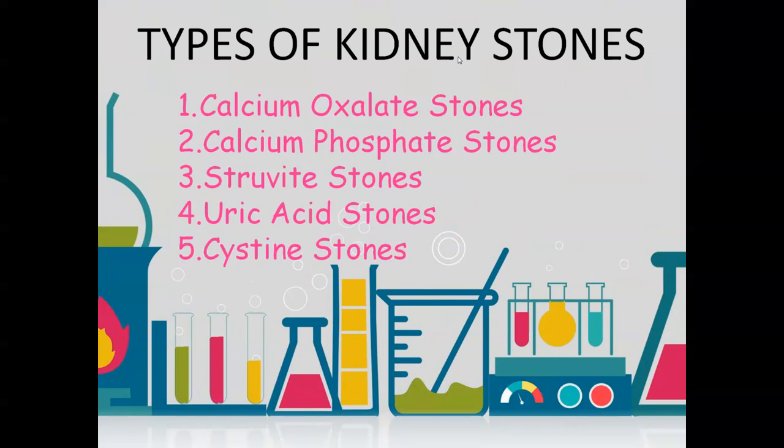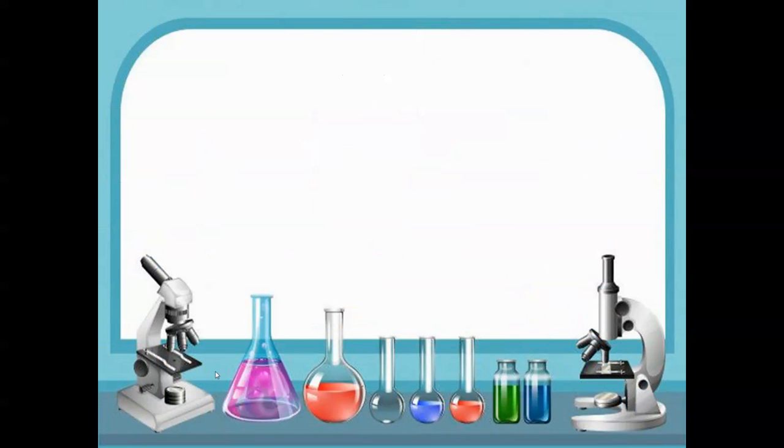Now we'll learn about the types of kidney stones. Kidney stones are of five types. The first one is calcium oxalate. The second one is calcium phosphate. The third one is struvite. The fourth one is uric acid. And the fifth one is cystine. We'll learn about all of them, you also, in detail, step by step in the coming slides. Also, we'll learn about the causes of kidney stones and the risk factors of it.